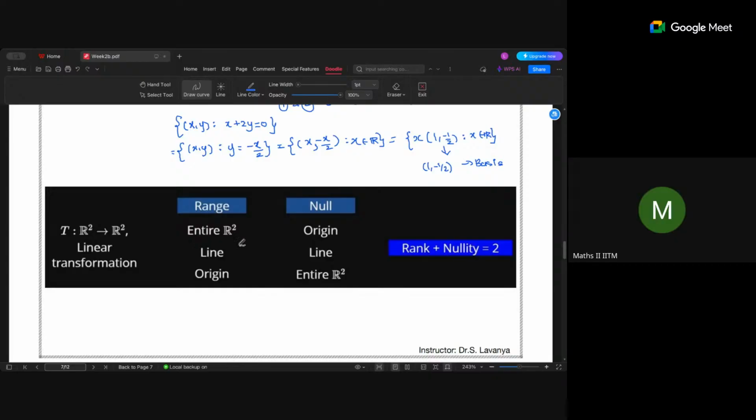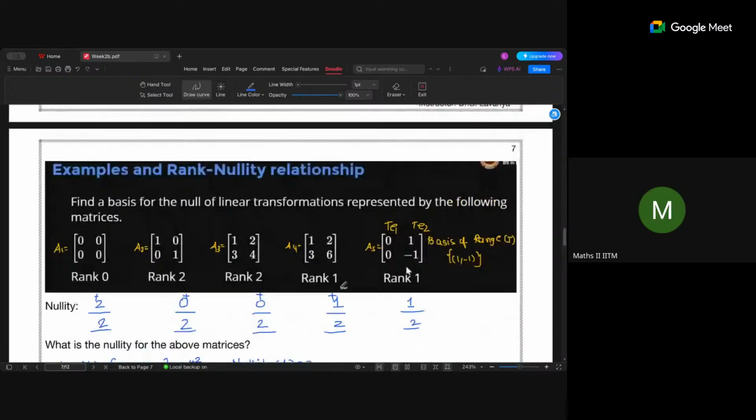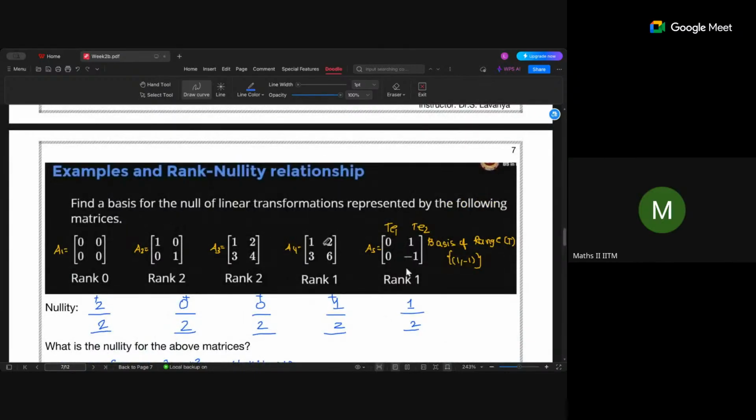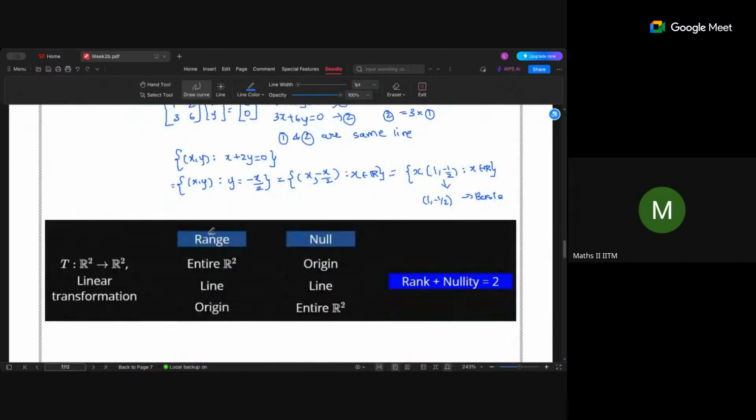If the range is the entire R2, then the null space is the origin. If the range is a line, then the null space is also a line. And if the range is the origin, the null space is the entire R2. In both these cases, the range is just a line. Here it is the span of (1, 3), here it is the span of (1, minus 1). Similarly, the null space is also the span of one single vector. So both rank and nullity are 1 in this case. Both are lines through the origin. These are the only possible scenarios for range and null space for a transformation from R2 to R2.